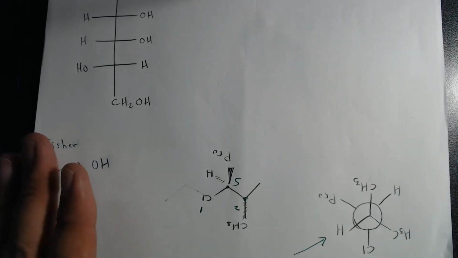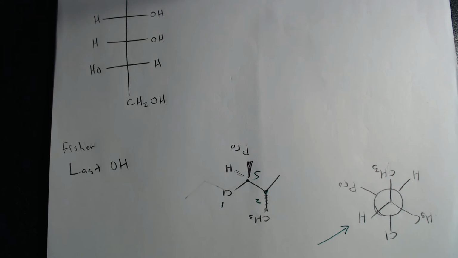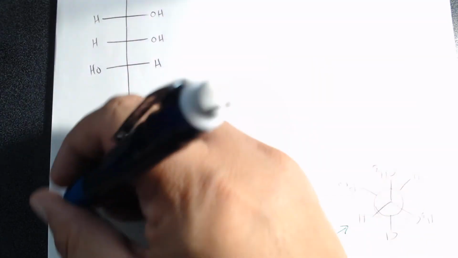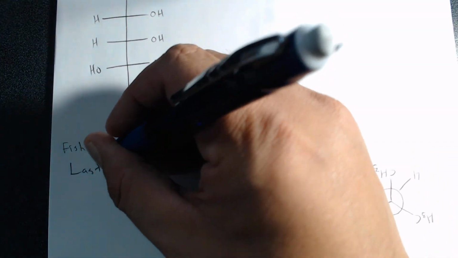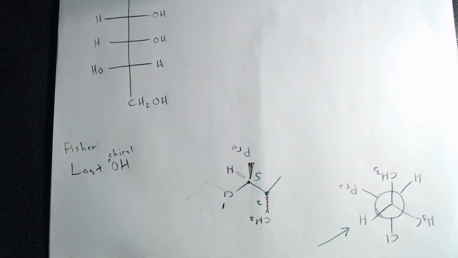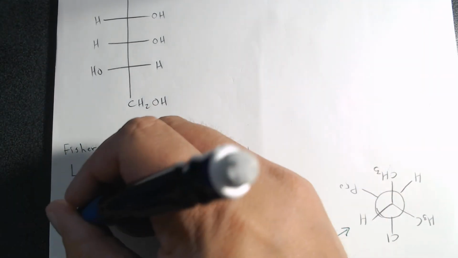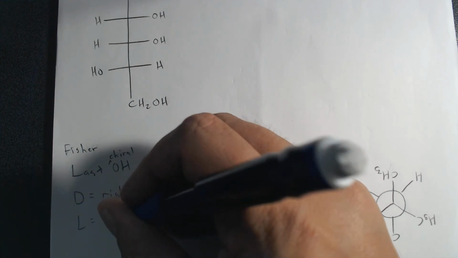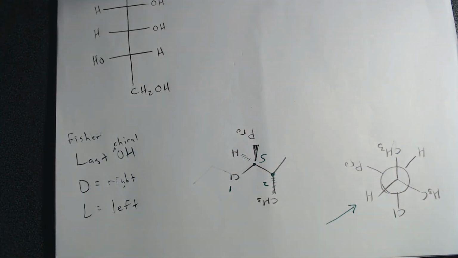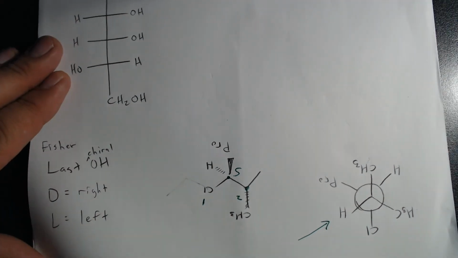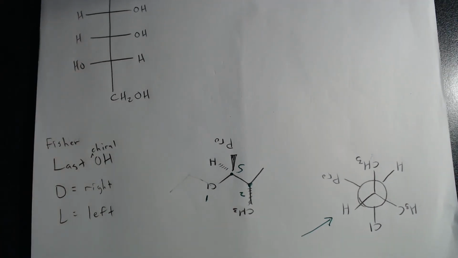All right, so then we look at the last OH. Let me bring this down a little. We look at the last OH, and if it's towards the left, it's L, and towards the right, it's D. Let me add the word chiral in here, the last chiral center. So D is towards the right, and then L is towards the left. They're actually short for dextrorotary and levorotary, for which direction they're pointing, like so.